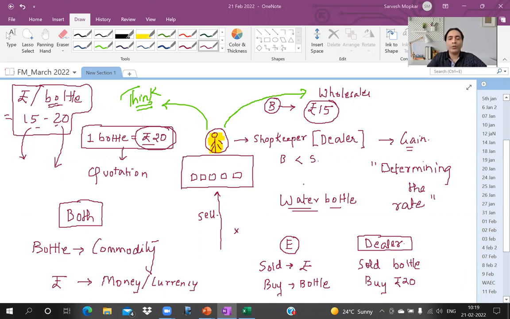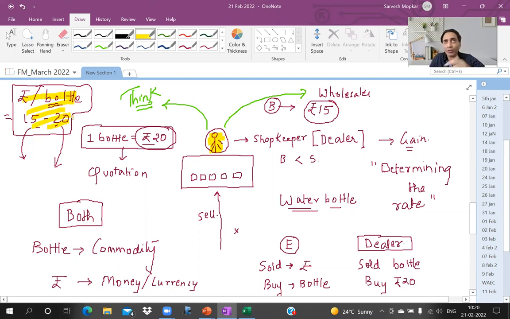All right. So if this dealer wants to give a quotation for his bottle, he doesn't know whether Elsa has come to buy bottles from him or is she a wholesaler. He is not aware, so he will give her a complete quotation. How will the quotation look like? Exactly like this. Rupees per bottle, 15-20. He has given her two rates.